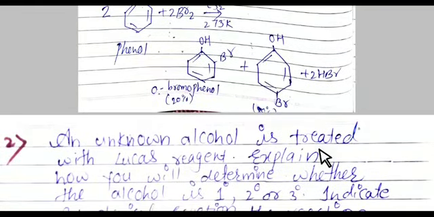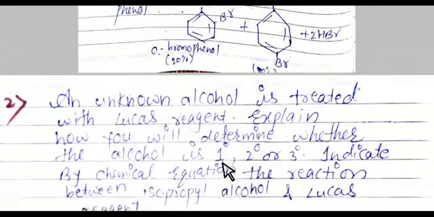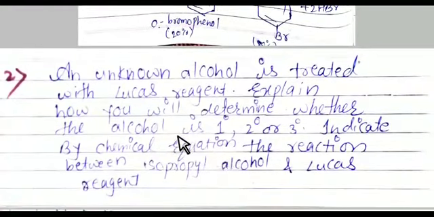Now the next question is, an unknown alcohol is treated with Lucas reagent. We have to explain how you will determine whether the alcohol is 1 degree, 2 degree or 3 degree, meaning 1 degree is primary, 2 degree is secondary, and 3 degree is tertiary, and indicate by chemical equation the reaction between isopropyl alcohol and Lucas reagent.